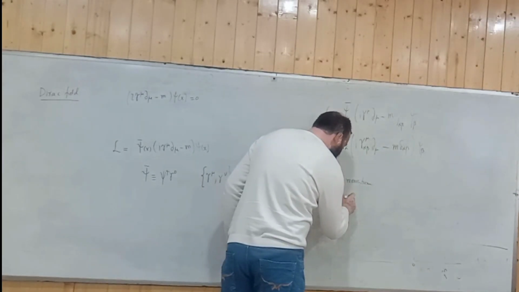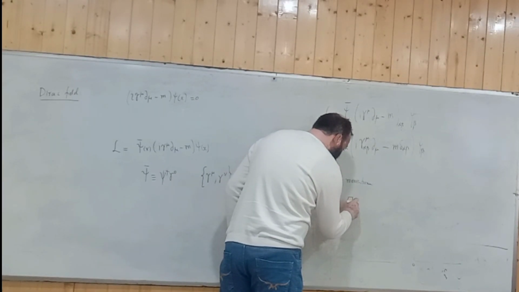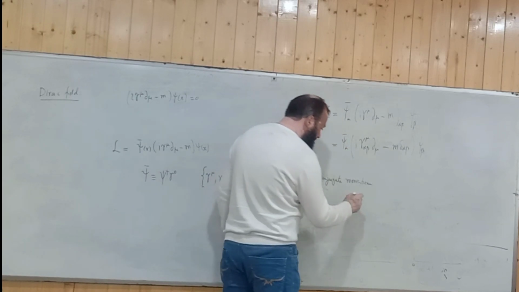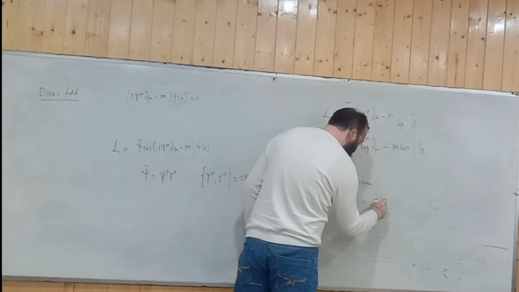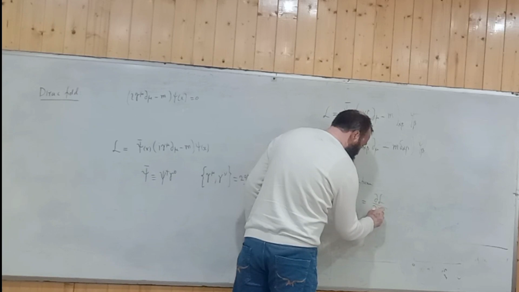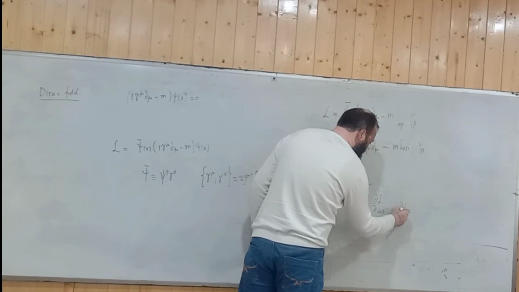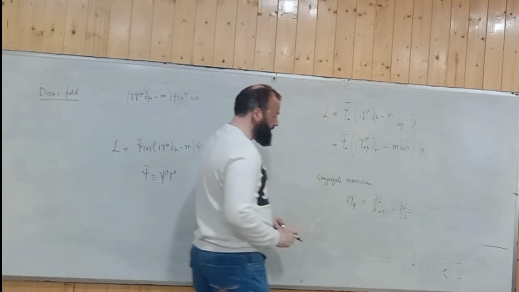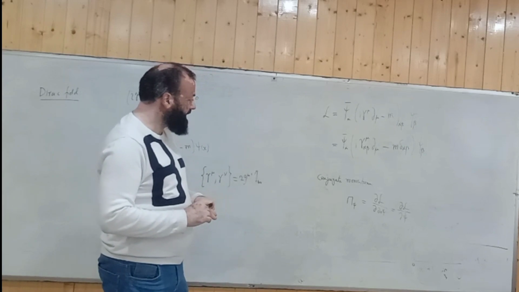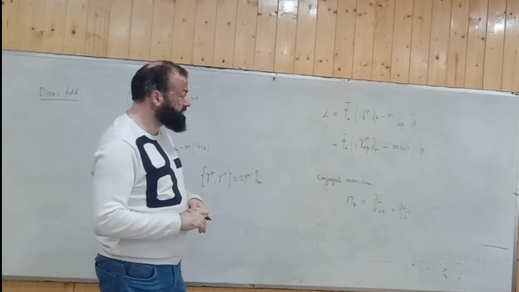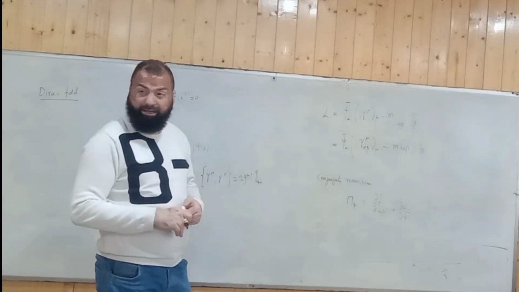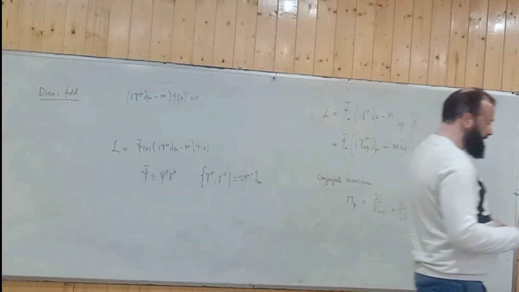So how do I define it? Let's define the conjugate momentum corresponding to psi: it is partial L by partial psi dot. Now let's calculate it. So I need to figure out psi dot.